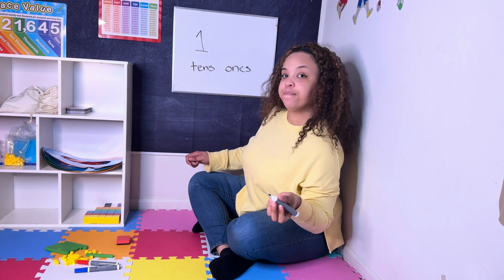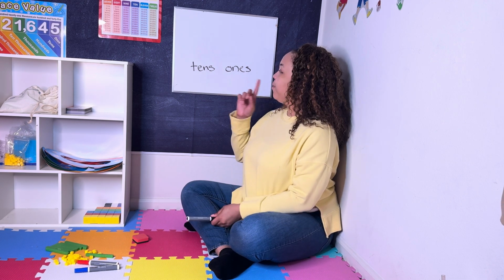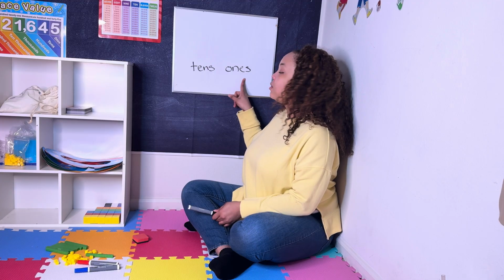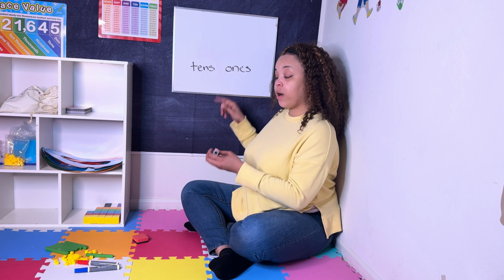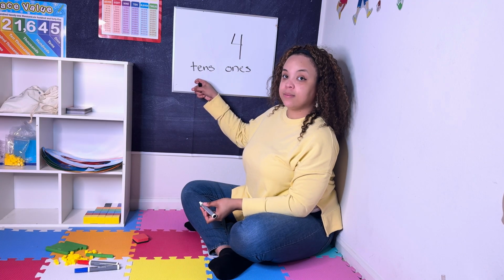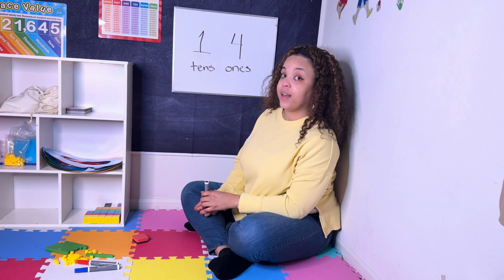Now, I'll say a number, and you tell me how many ones and tens there are. Let's try 17. How many tens are in that number? 1. And how many ones? 7 ones. So what about 14? How many ones are in 14? 4. Now how many tens? You are very good and catching on very fast.